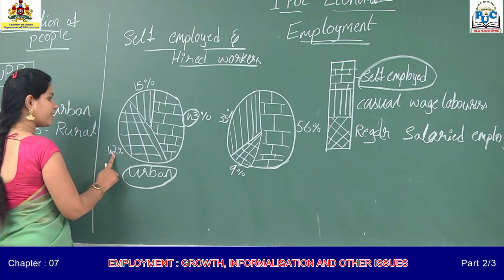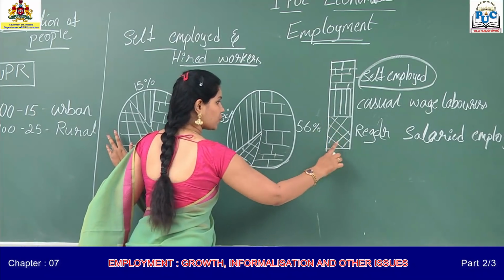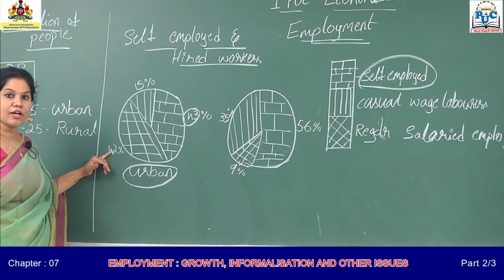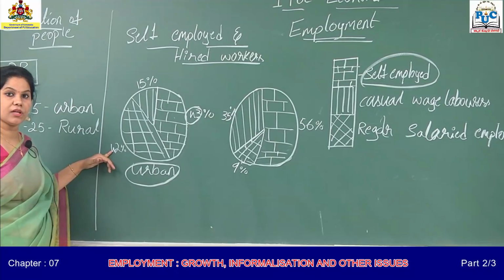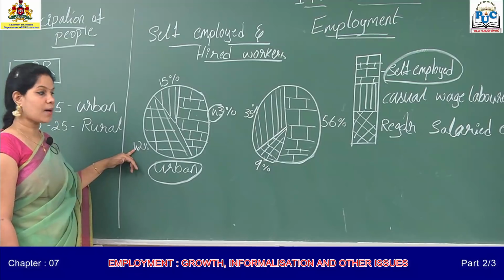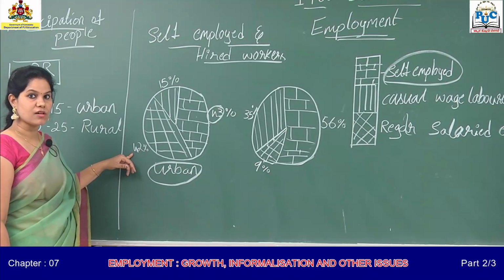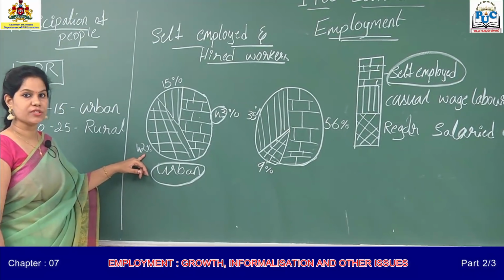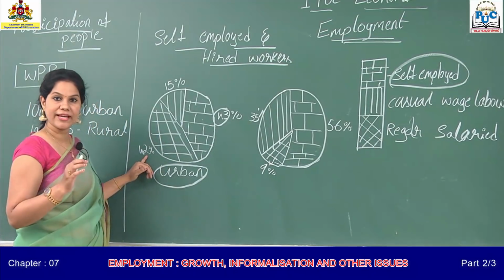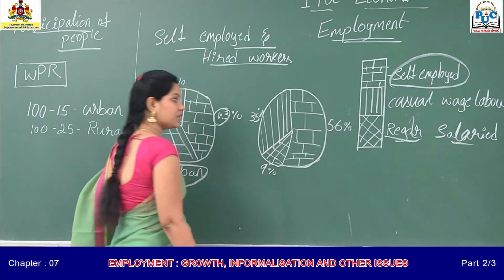When it comes to 42% in the urban area, this particular design resembles this. So these are regular salaried employees. The regular salaried people are 42%. That means the people who are working as teachers, lawyers, doctors. All these people come under regular salaried people. And the percentage in the urban area is 42%. I'm not talking about overall India. I'm talking about only urban places. 42% of people are regular salaried people.